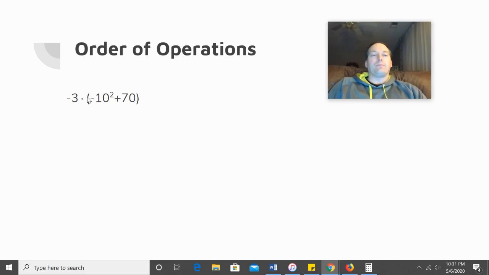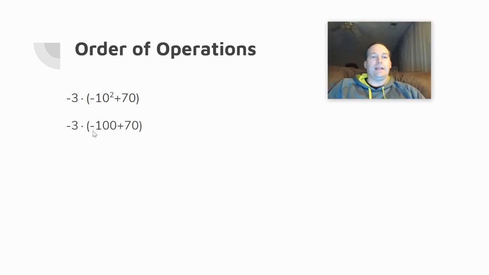Now, first thing I do is what's in parentheses. In parentheses, I use the order of operations as well, so the first thing I'll do in parentheses is the exponent. So this is the negative of 10 squared, not negative 10 squared. So 10 squared is 100, and it's a negative of that. I didn't use the 70, I didn't use the negative 3 yet. They just get rewritten. So now I do what's in parentheses next. Negative 100 plus 70 is negative 30. These get multiplied together. So negative 3 times negative 30 is 90.